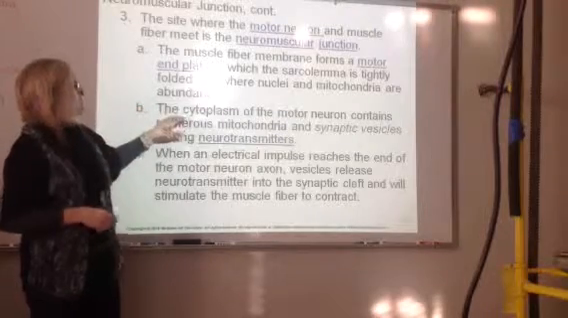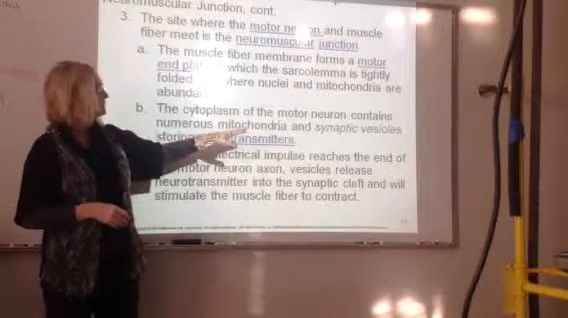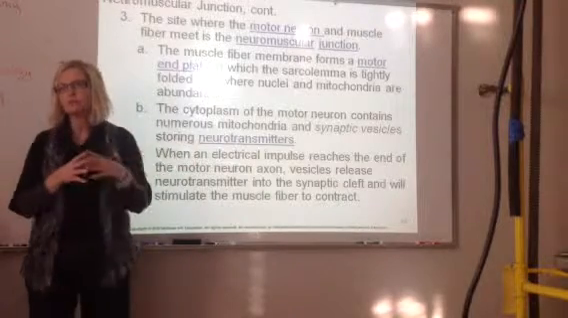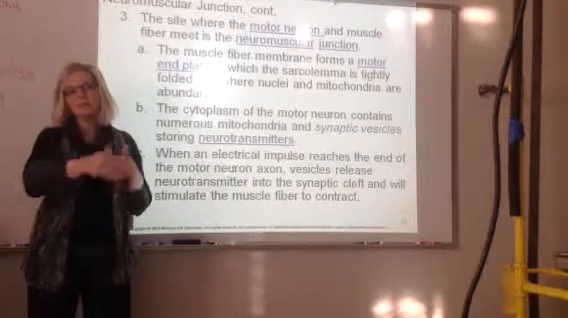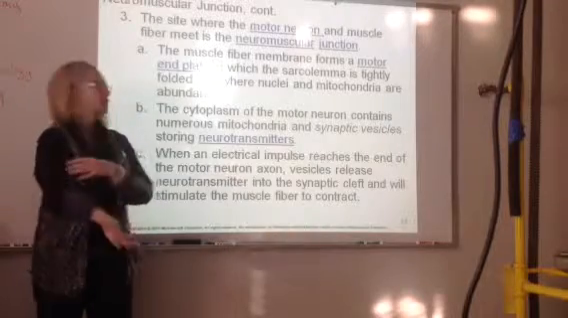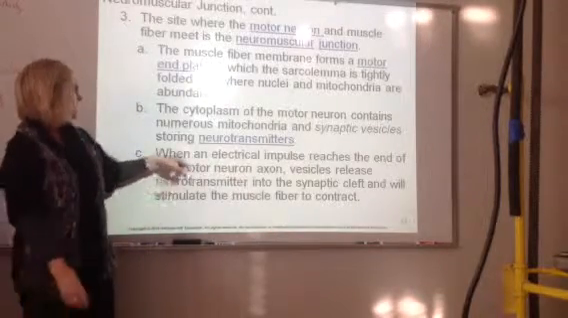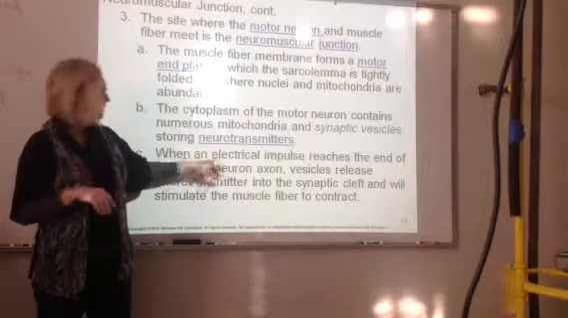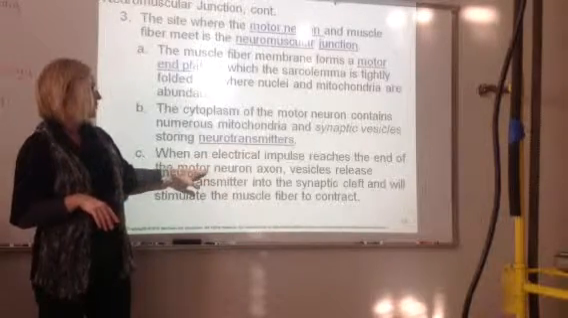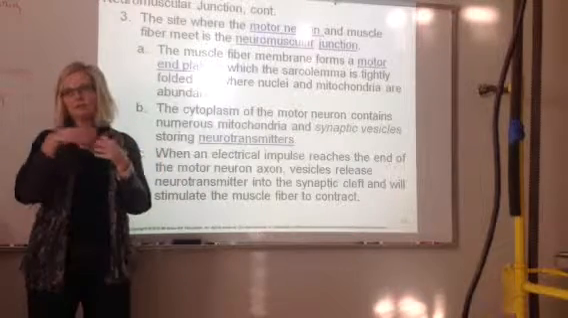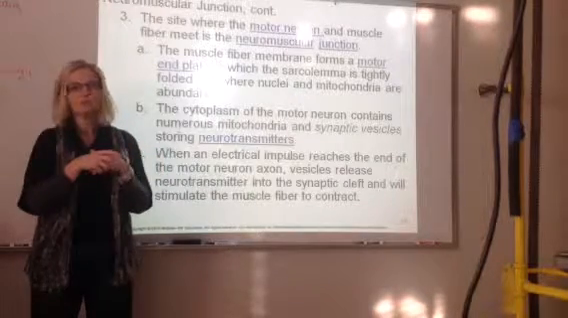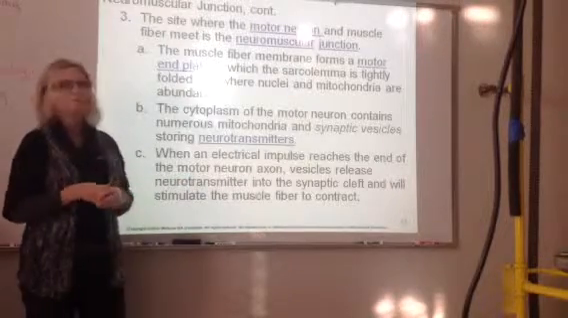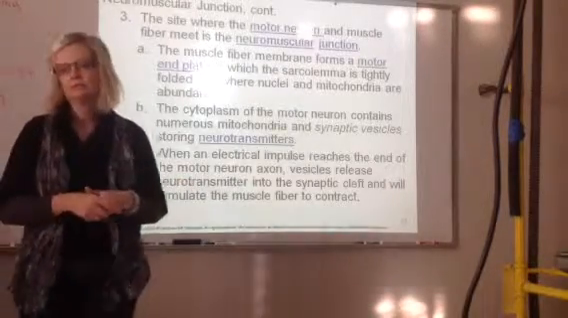Cytoplasm of the motor neuron contains synaptic vesicles, mitochondria, and those are what store the neurotransmitters that tell your muscles when they are to contract. When an electrical impulse from your nervous system reaches the motor neuron, those vesicles release those transmitters, and those transmitters are going to stimulate your muscle fiber to contract.